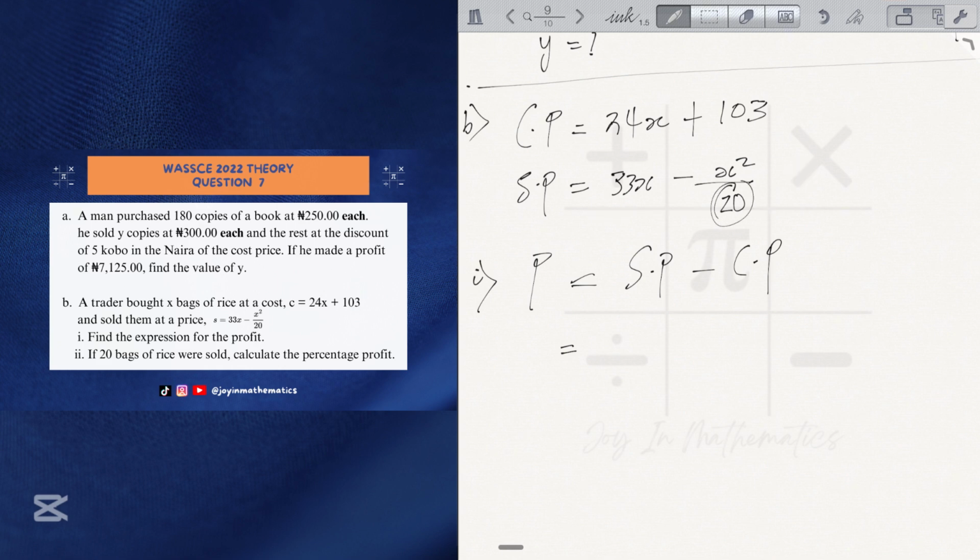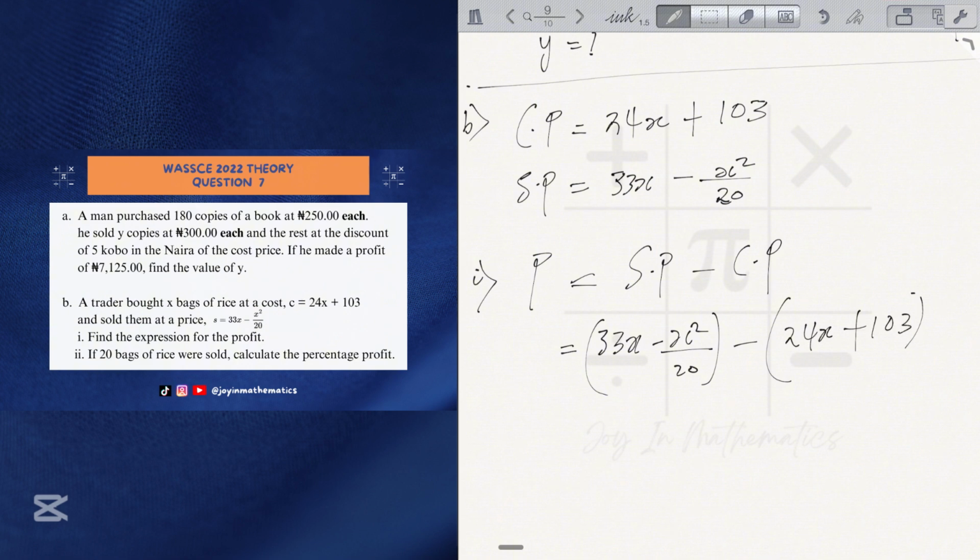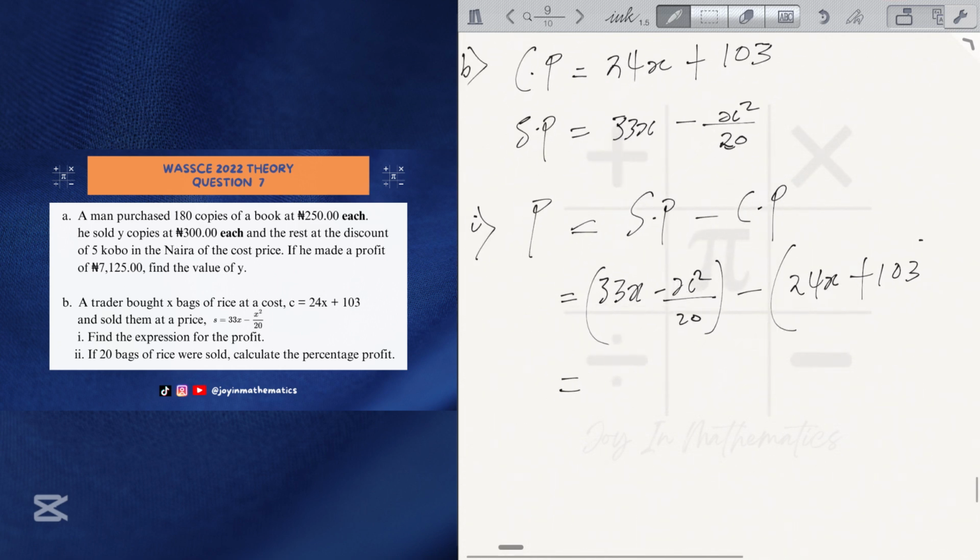Remember, it's 20, divided by 20. So selling price is 33x minus x squared divided by 20, and cost price is 24x plus 103. So simple as ABC, this is going to be like a quadratic equation. So let's open the bracket completely.